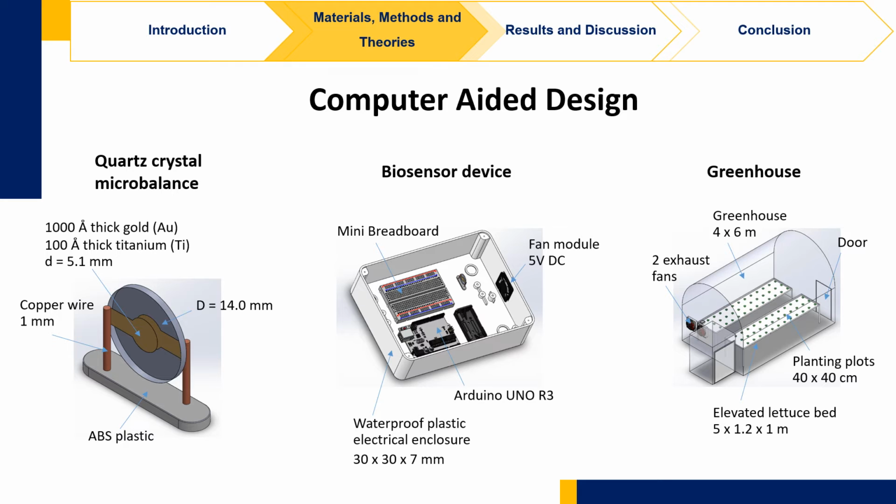Then this quartz crystal microbalance was installed in an electrical enclosure with other components like Arduino Uno R3, mini breadboard and fan module using 5 volts of direct current. They were used for signal processing. Finally, the biosensor device was placed in greenhouse.